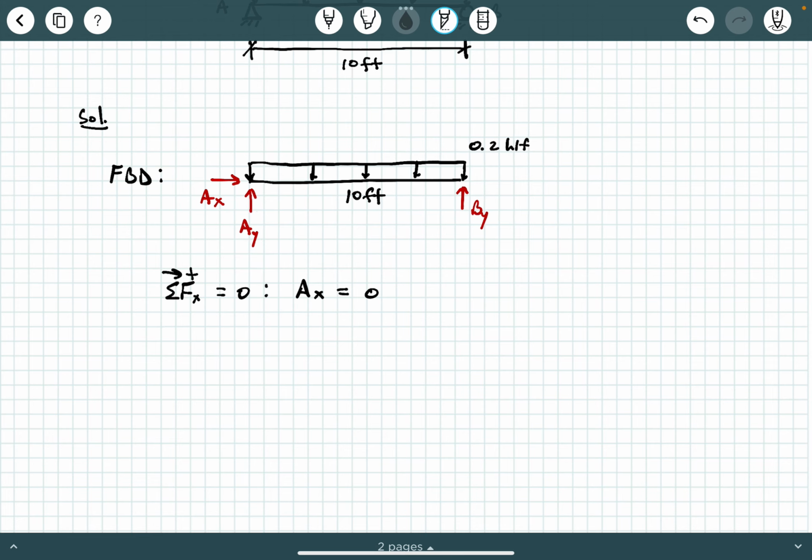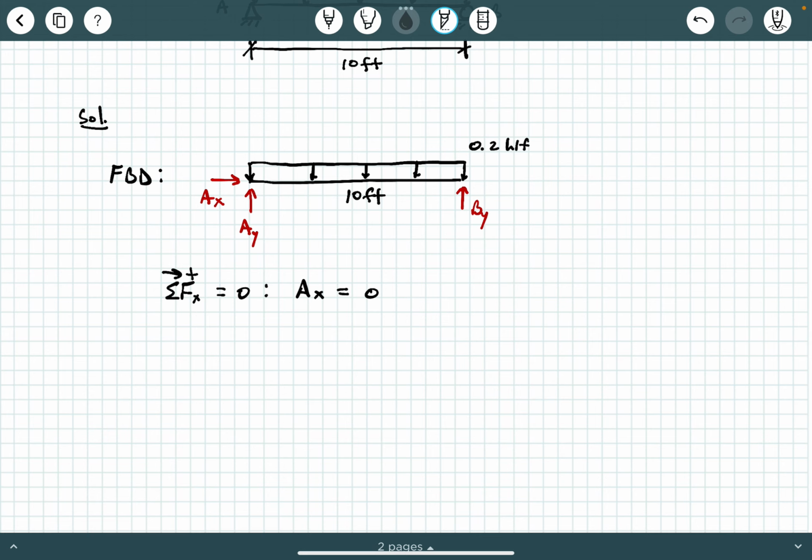Now we can apply the other 2 equilibrium equations to solve for these 2 vertical reactions here, okay? Now remember, do we know exactly what direction AY and BY, and for that matter AX, are pointing? Not really. We know that AY is vertical and we know that BY is vertical, but we don't know if it's pointing up or down. We're kind of assuming that, right? We got to make an assumption, okay? And so we're assuming AY and BY are both pointing up, okay?